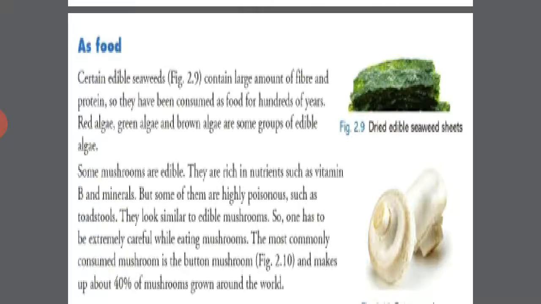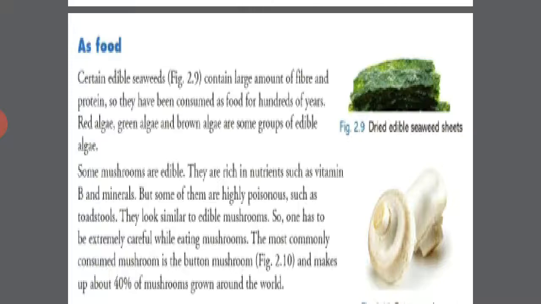Some mushrooms are edible. They are rich in nutrients such as vitamin B and minerals, but some of them are highly poisonous also, such as toadstools. They look similar to edible mushrooms, so one has to be extremely careful while eating mushrooms. Button mushroom is commonly consumed and makes up about 40% of the mushrooms grown around the world.